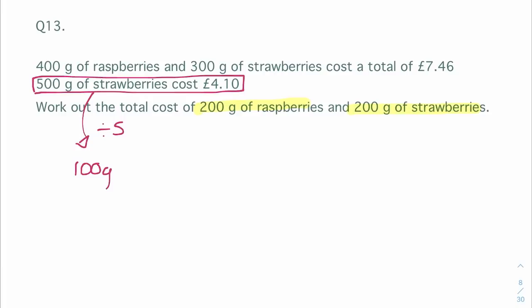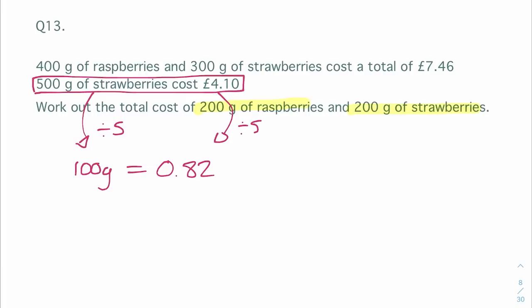That's going to help because then we can work out the cost of the other bits that we've been asked for. So if we divide it by 5, we'd also divide the cost by 5. So I'm going to do £4.10, I'll draw it over here, and divide that by 5. So £4.10 divided by 5 on the calculator comes out as 82p. I'm going to keep that in pounds, 0.82, because everything's in pounds.